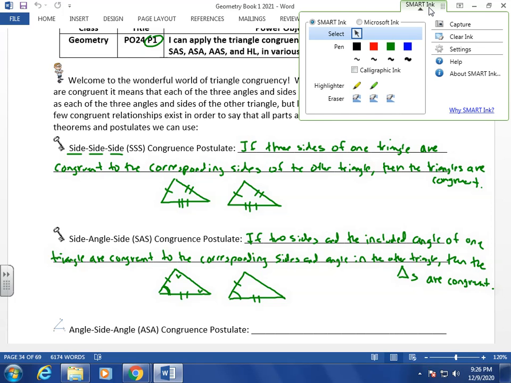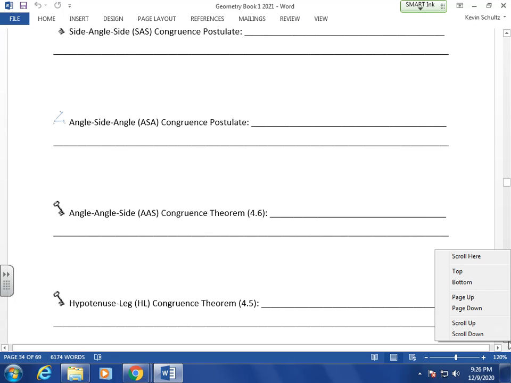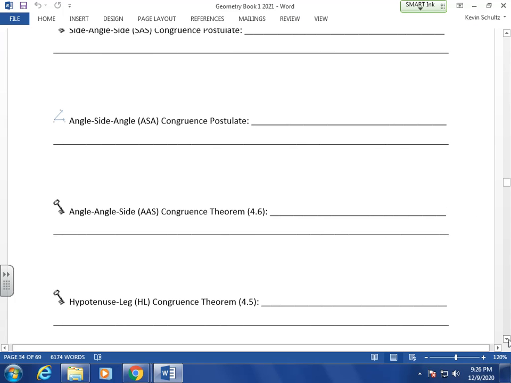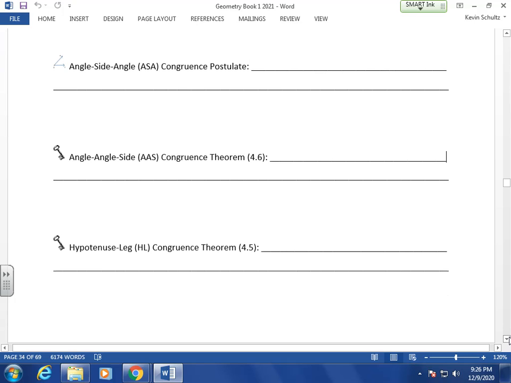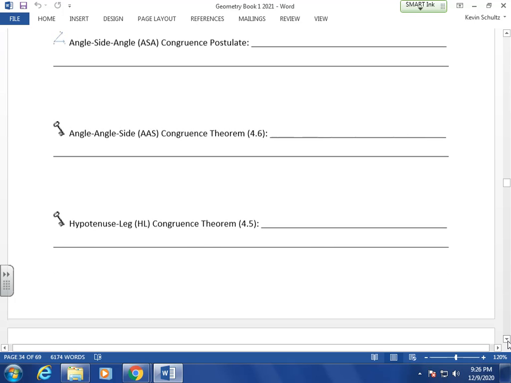I've told you about my friend Doug before, who went through all my stuff and every once in a while changed one of my icons. So angle side angle, or ASA, should be a key point, just like all of the others, but he instead replaced it with an angle there. So thanks, Doug. Appreciate it. Think about you every single time.